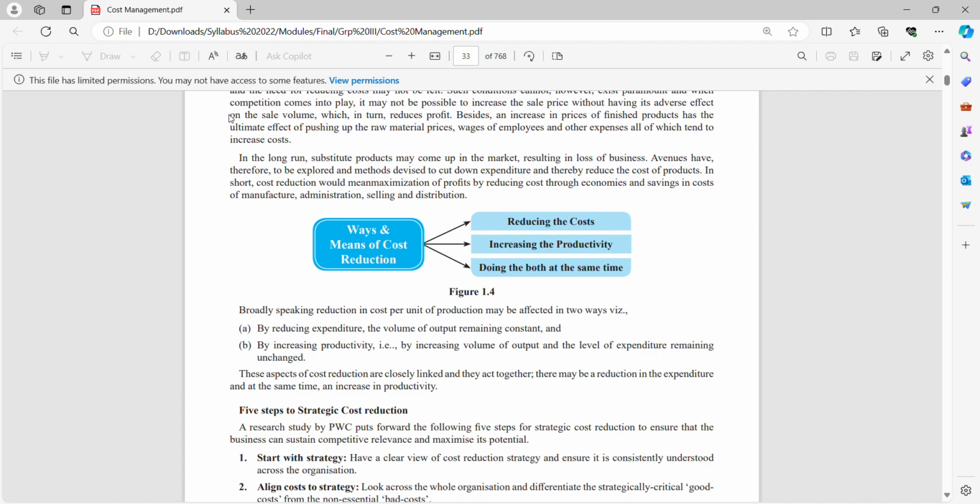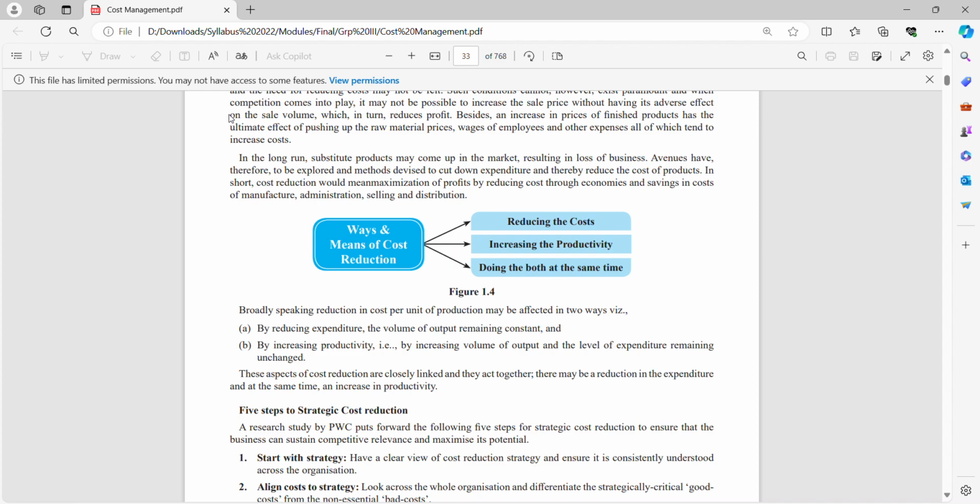Broadly speaking, reduction in cost per unit of production may be affected in two ways, namely by reducing expenditure, the volume of output remaining constant, and by increasing productivity, that is, by increasing volume of output and level of expenditure remaining unchanged. So, these 2 points need to be taken care of for cost reduction.